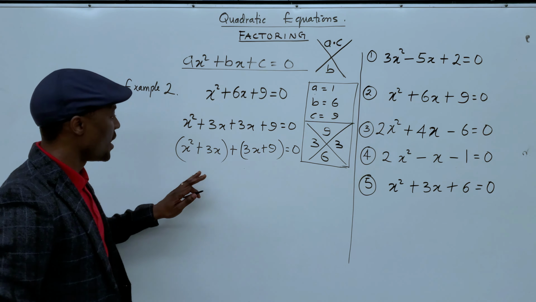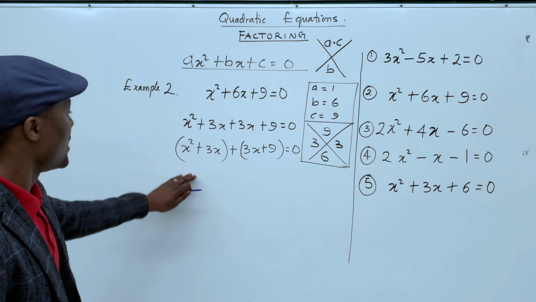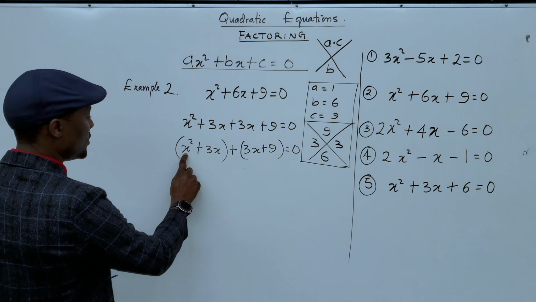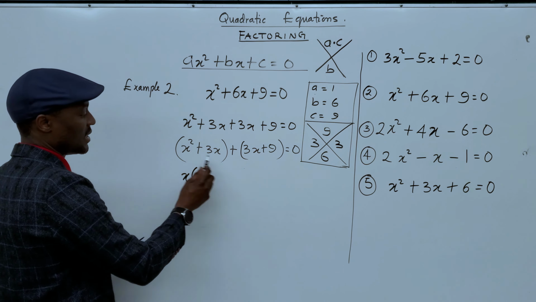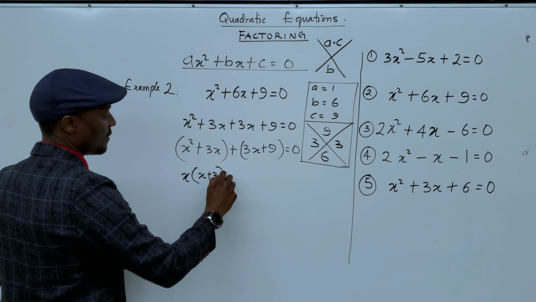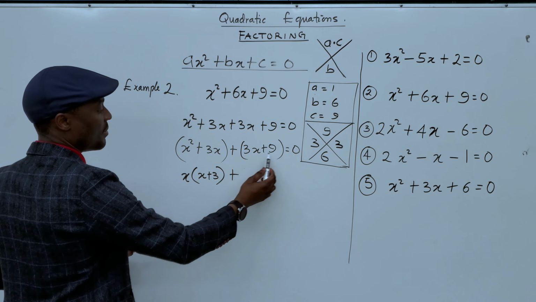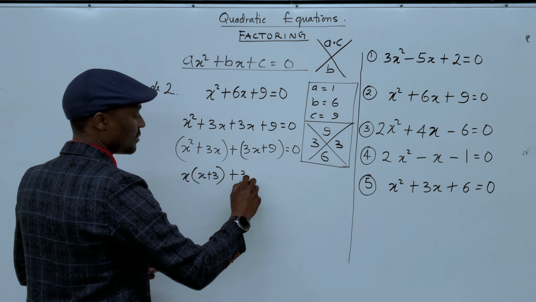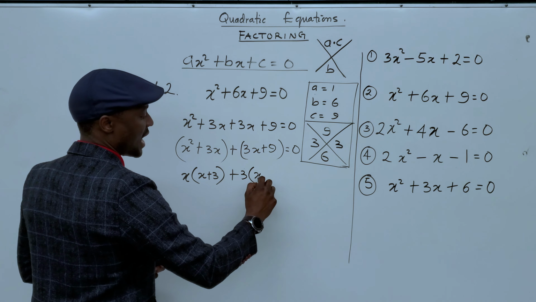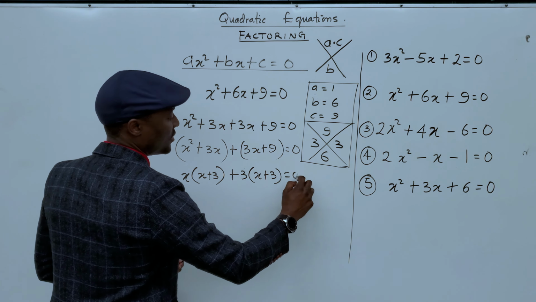So at this point, what we can do now is to factor. What is common to this and this? It's simply x that is common. What is left will be x plus 3. Plus, what is common to these two? 3 is common. What is left? x plus 3 equals 0.